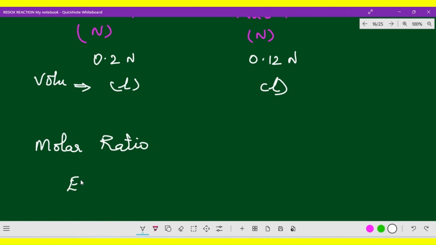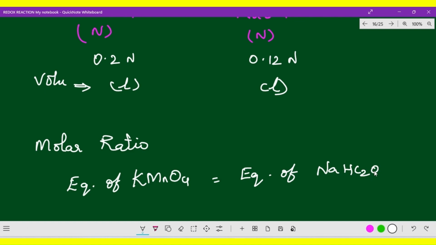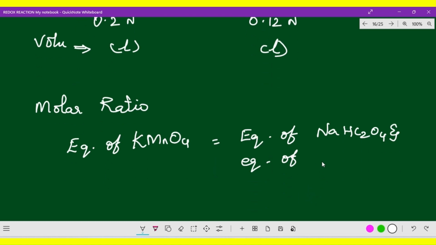Okay, now equivalent of KMnO4, that is potassium permanganate, is equal to equivalent of NaHC2O4 and, what is it, equivalent of potassium bioxalate and oxalic acid. That is a mixture, right? Potassium bioxalate KHC2O4 and H2C2O4, right?